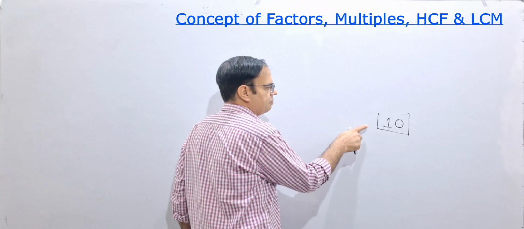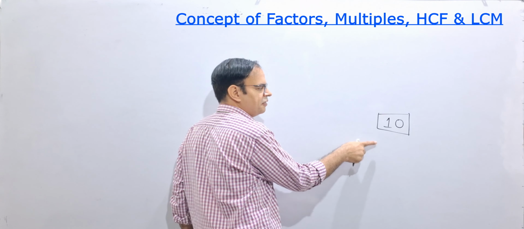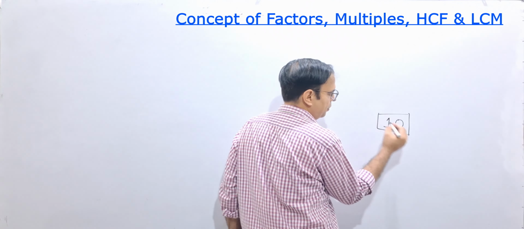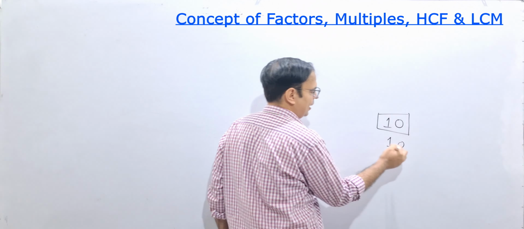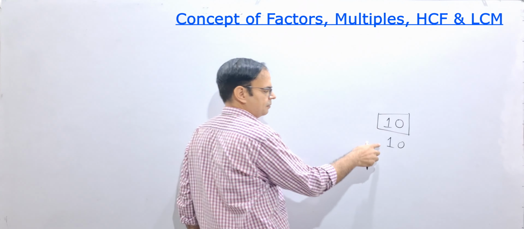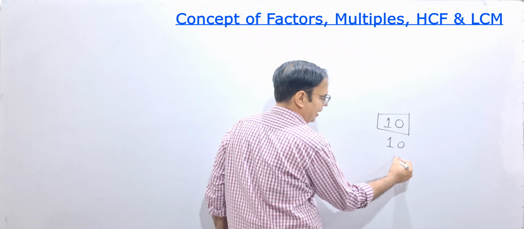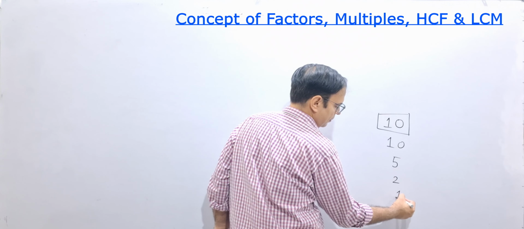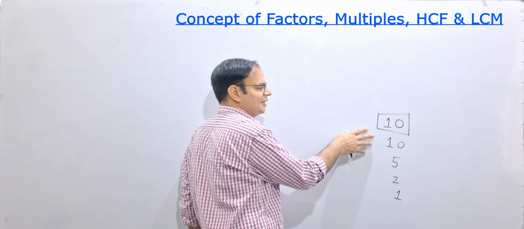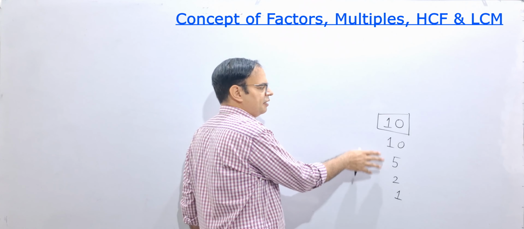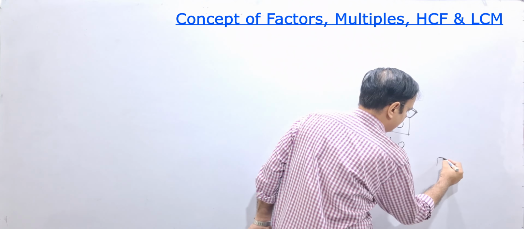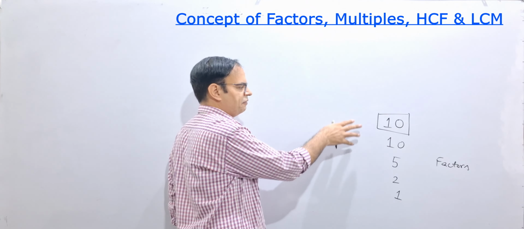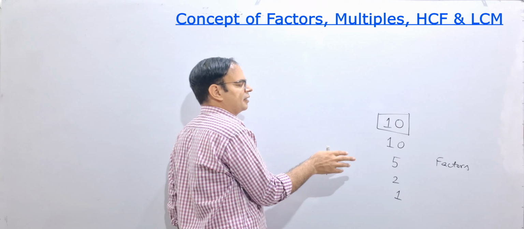Factors are numbers equal to or less than this number which can perfectly divide the given number. First I am taking 10. 10 can divide this number perfectly. Then 5, 5 can also divide this number. 2, 1. All these numbers can perfectly divide 10. These are called factors. Numbers equal to or less than the given number that can perfectly divide it are called its factors.